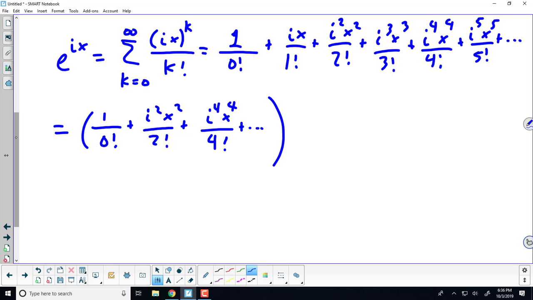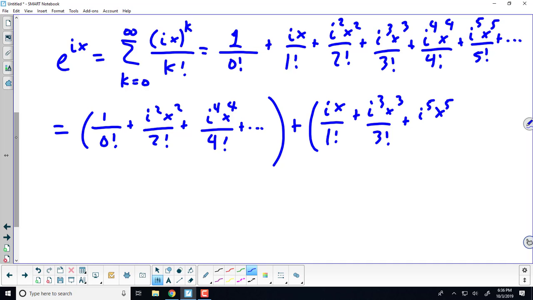And then I'm going to grab all the other terms. So plus ix over 1 factorial plus i cubed x cubed over 3 factorial plus i to the 5th x to the 5th over 5 factorial plus dot dot dot. Everyone see what I did? I basically grabbed all the even powered, and that gives you a hint of what I'm doing. If you remember that cosine's an even function, sine's an odd function, that actually helps with this. I took all the even powered terms, collected them together, all the odd powered terms.